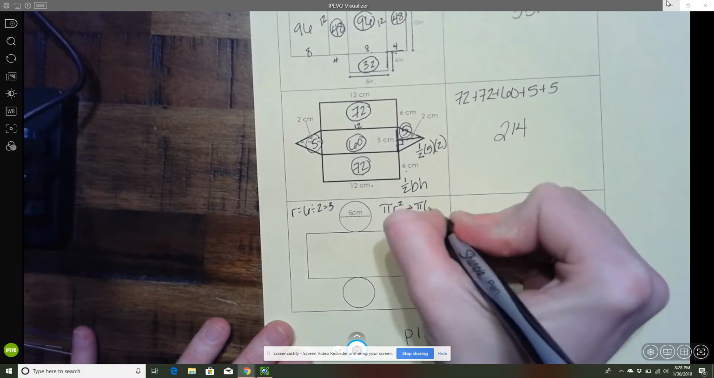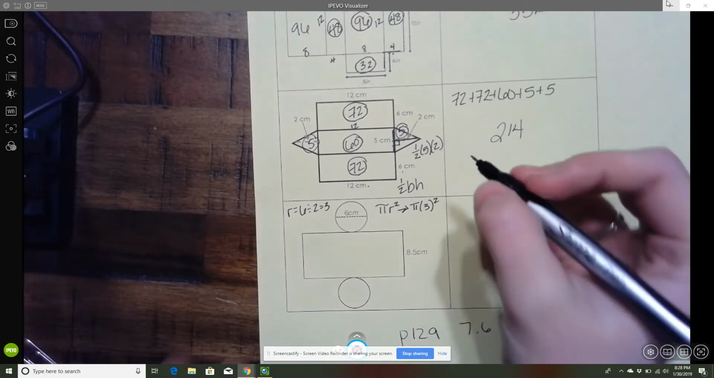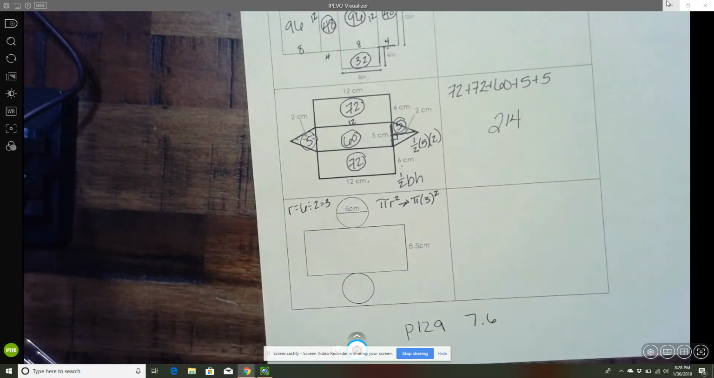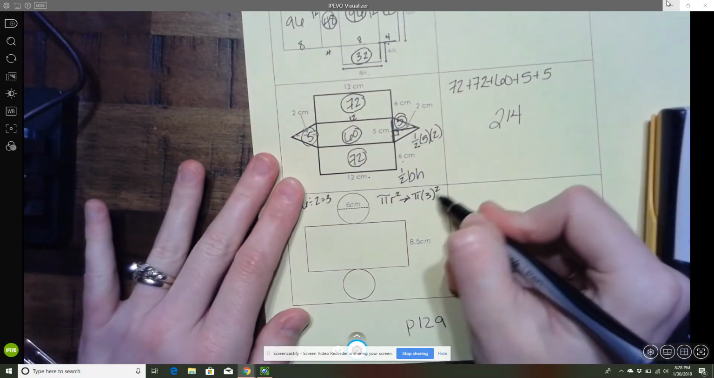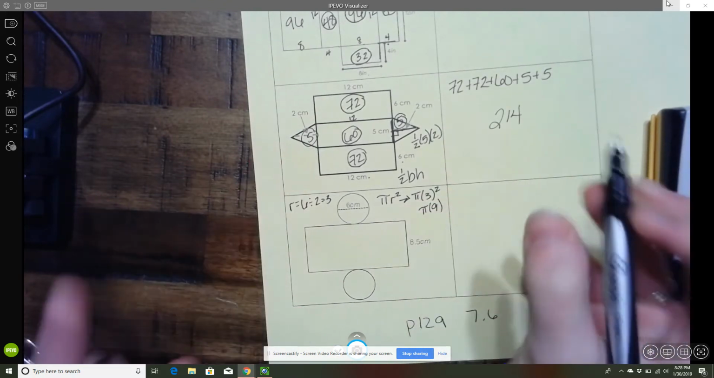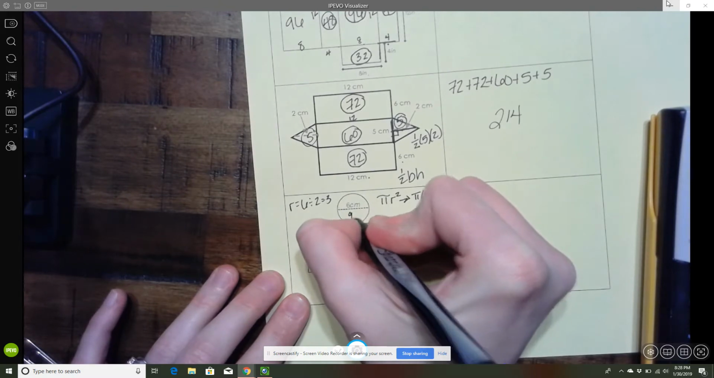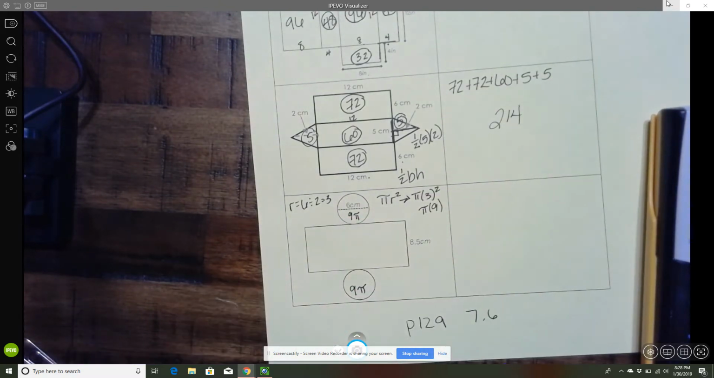So I have pi times 3 squared. And if you work that one out, you get 28.27. And actually what I'm going to do, I'm not going to multiply this pi out yet. I'm going to do the 3 squared first. And I would get pi times 9. I'm just going to leave it like that for now. This is going to make my answer more accurate in the end.